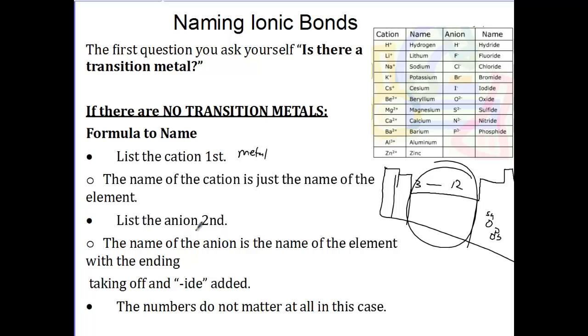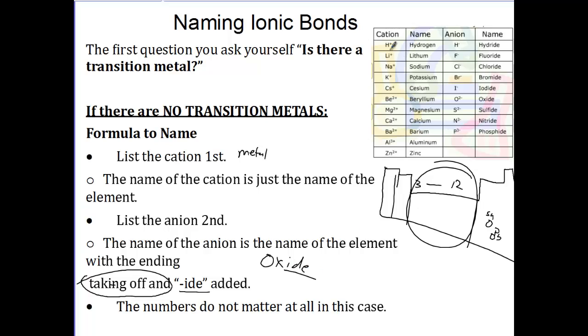Now this is important here: the name of the anion is the name of the element with the ending taken off. So we're going to take off the ending and add "ide" to it. Let's say you're dealing with oxygen. You take the first syllable, so we'll take "ox," and then I'm going to drop the "gen" ending and add "ide" to it. So that's kind of what we're doing here.